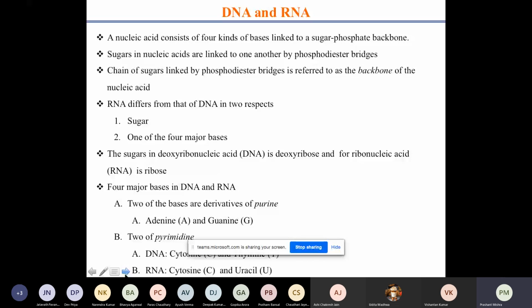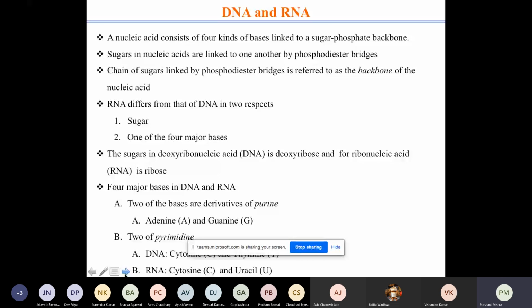In the case of DNA, the sugar residue is going to be deoxyribose, whereas in RNA it is going to be ribose sugar. So there is one major difference between RNA and DNA, where DNA has deoxyribose, whereas RNA has ribose sugar. Slowly you will learn why DNA has deoxyribose, whereas RNA has ribose sugar.